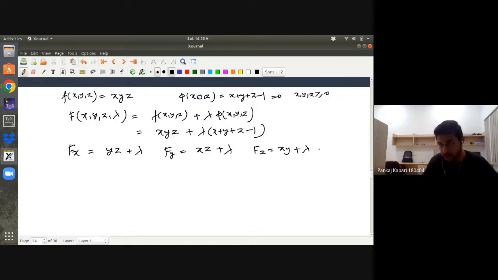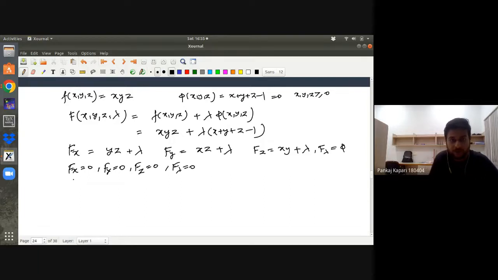Okay, and then finally the partial derivative with respect to lambda, and that is our function, it's phi. So assume that f_x is 0, f_y is 0, f_z is 0, and f_lambda is also 0. If we assume this, then we'll get that yz is equal to xz and it is equal to xy, and all of them are equal to minus lambda, right?